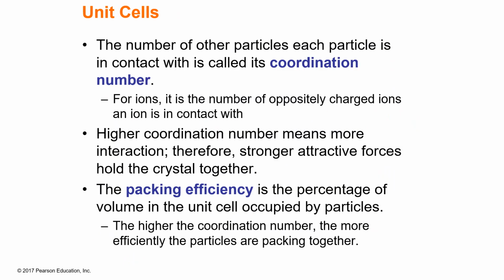Unit cells can have different characteristics. One of those characteristics is the number of particles that each particle in that unit cell is touching. And if we're talking about ionic compounds, this is the number of oppositely charged ions that it has contact with. The higher that coordination number is, the more efficiently the particles are packed together. And so this is what we call the packing efficiency.